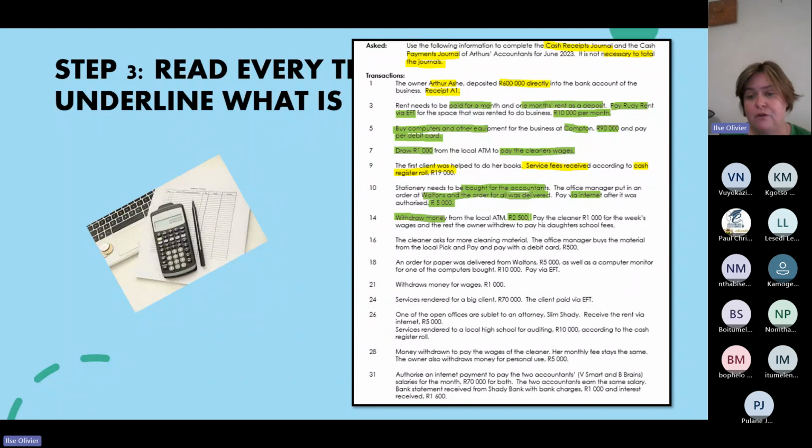On the 14th, withdraw money from the local ATM, 2,500 Rand. So you take money from your account. Let's see what they did. Pay the cleaner 1,000 Rand for the week's wages. So you pay wages, and the rest the owner withdrew to pay his daughter's school fees. Remember the business equity concept, that the owner's accounts and the business accounts must be separate. So this will be drawings because he's paying personal stuff.